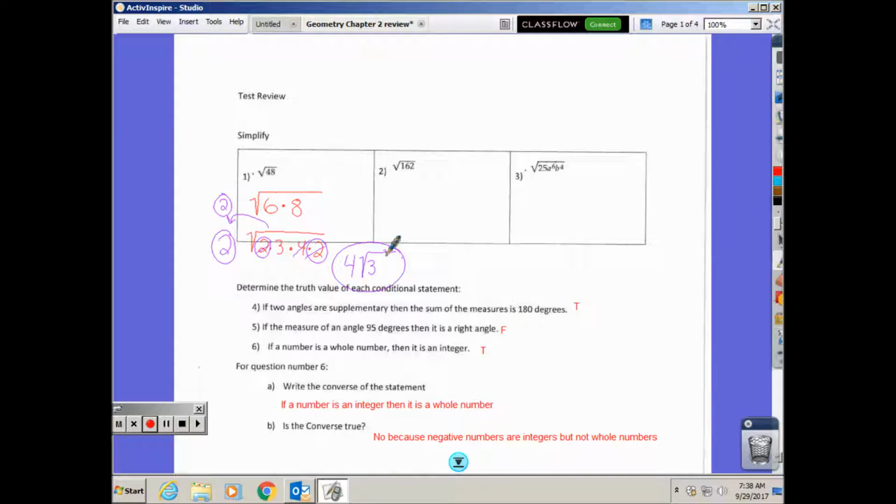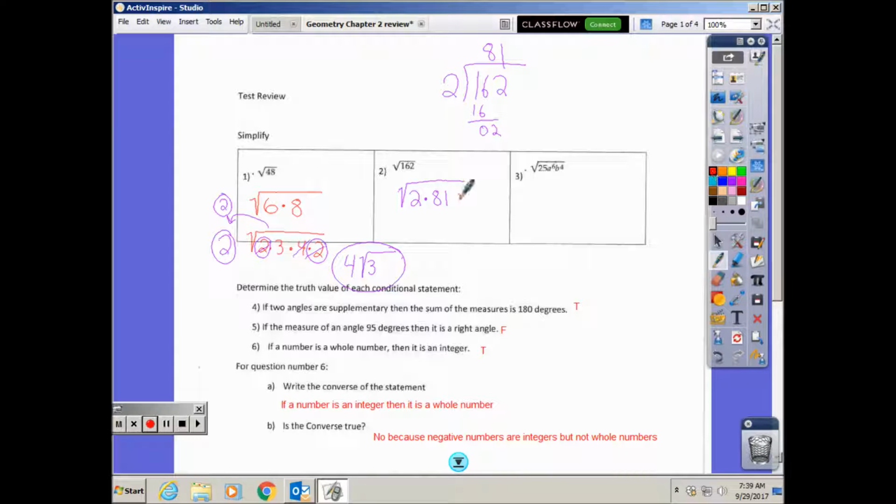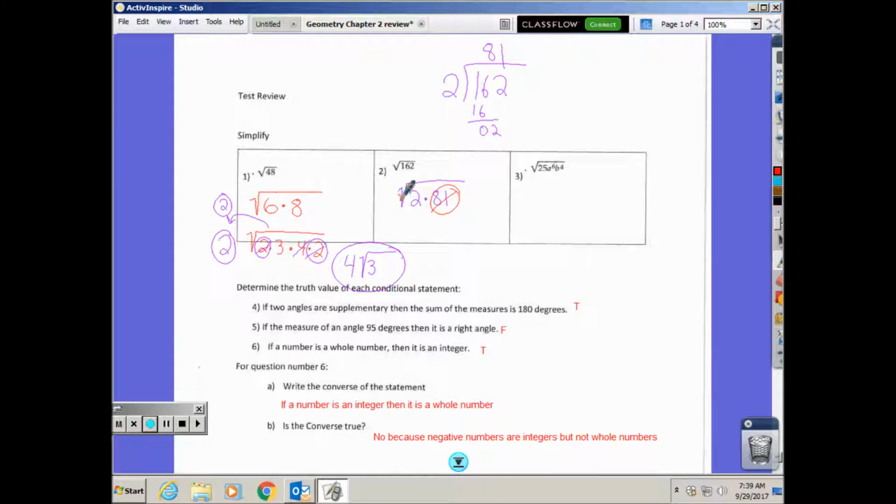For 162, I don't know what to use. Since it's even, I'm going to just try dividing by 2 to start breaking it down. 2 goes into 16 8 times. And 2 goes into 2 1 time. So factors of 162 are 2 and 81. That made life pretty easy because 81 is a perfect square. So I take that out. The square root of 81 is 9. And it's 9 radical 2 for the answer.